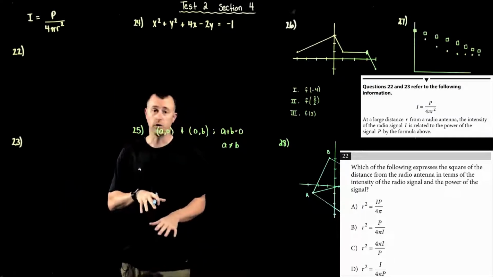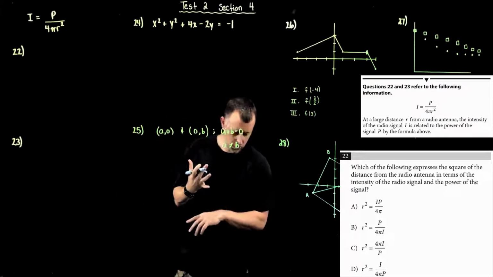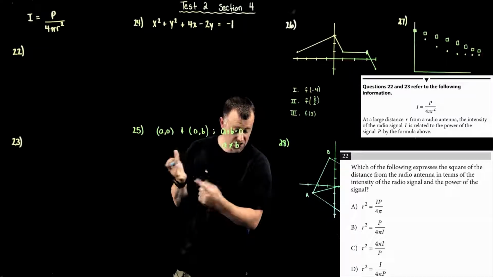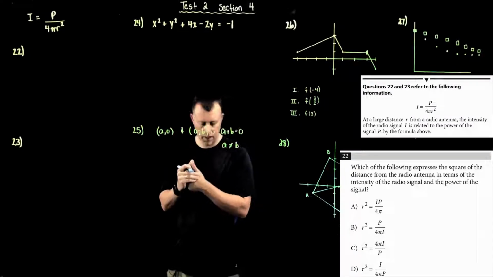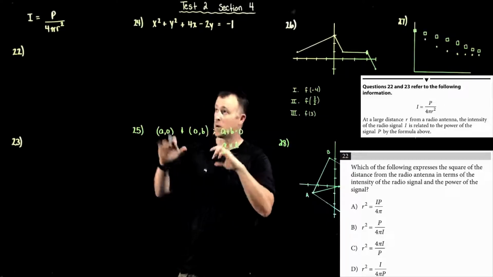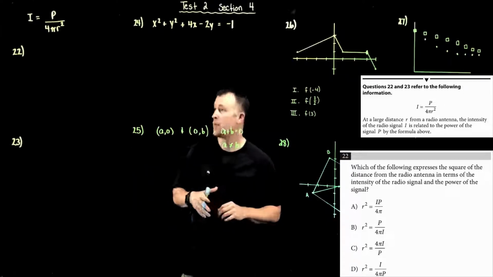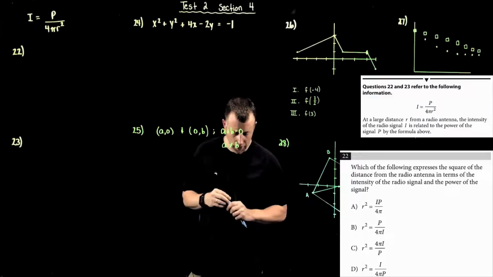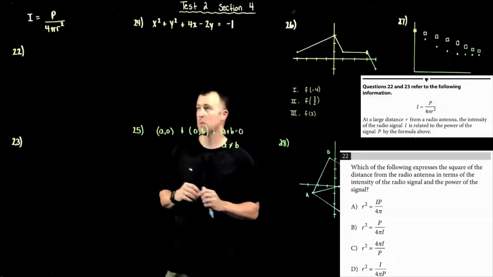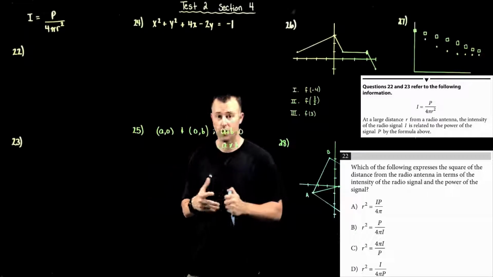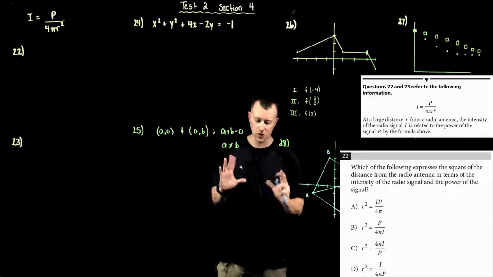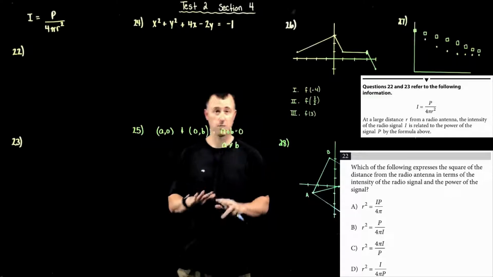There's a little paragraph that goes with it where they tell you a large distance r, so r is your distance from a radio antenna, the intensity of the radio signal I, so I is your intensity, is related to the power of the signal P. So the power of the signal is P. So you've got all that stuff. They're just telling you what the variables are. Now in 22, they've got this little paragraph, but I want you to skip that paragraph.